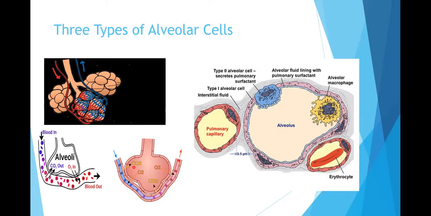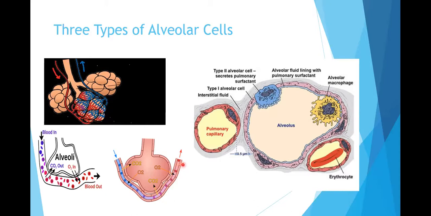CO2. That used up CO2 is leaving the deoxygenated blood, and oxygen is going in. See, CO2 coming out, oxygen going in. So by the time it gets on this side, it is now fully oxygenated and returning to the heart so the heart can push it to the body.